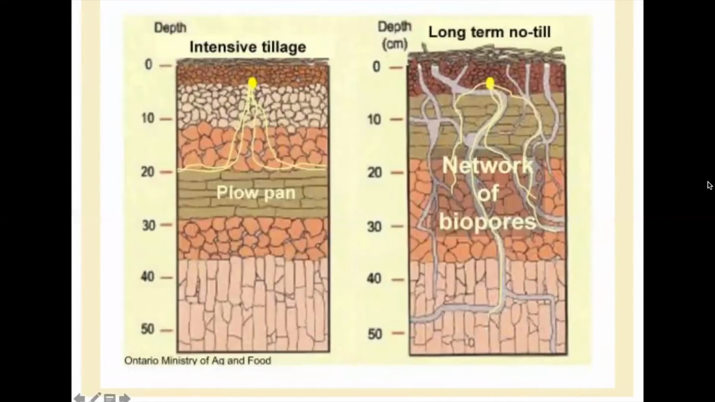So this may create girdling roots and a shortage of nutrients and water for the plant. You can see from the photo on the right, with long-term no-till, there's no plow pan and the roots are free to penetrate the soil profile freely. This method reduces the risk of girdling roots and competition for nutrients and water for the plant.